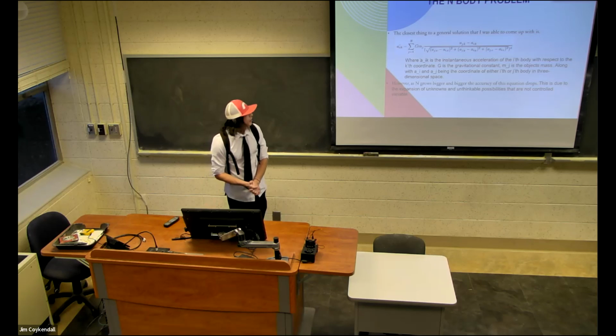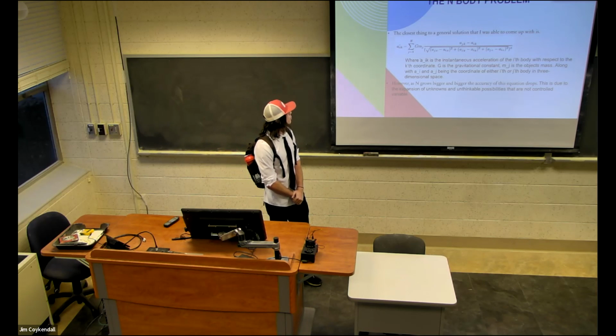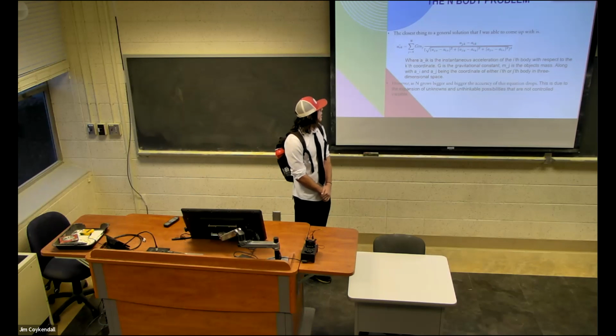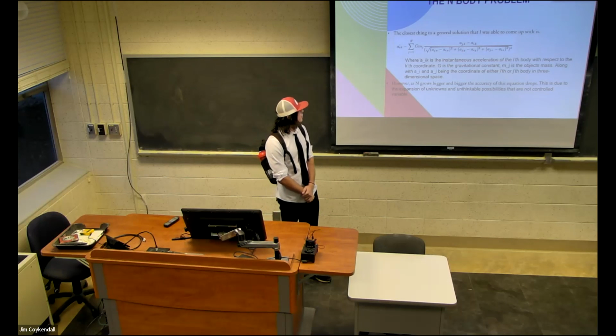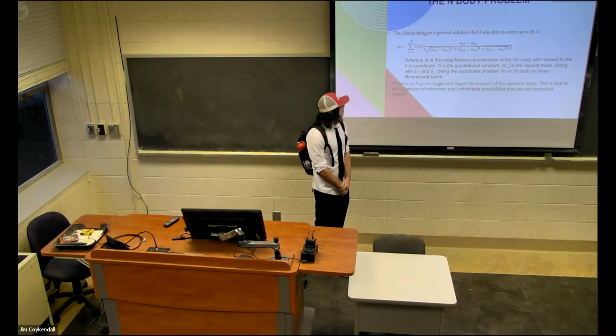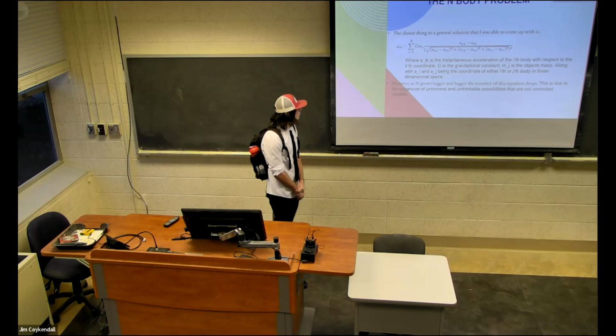As I played around with the research, this is what I would say is the closest thing to a general solution. There are loads of equations that are pretty similar to this one. All of them have different little tweaks and differentials that people like to throw in there, their own opinion. For mine, we're trying to find the instantaneous velocity of the body with respect to the k coordinate. G is the universal gravitational constant, m_j is the object's mass, a_jk and a_ik are the coordinates of the i and j bodies in three-dimensional space, and in the denominator I have the difference between each of these in the x, y, and z coordinate system.